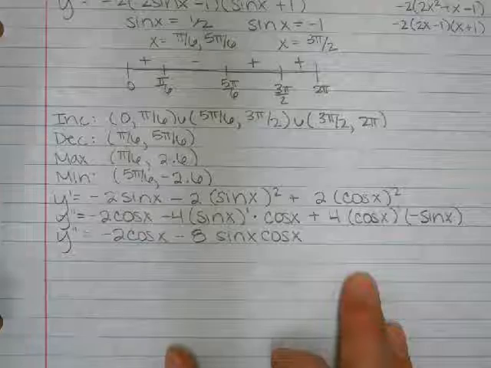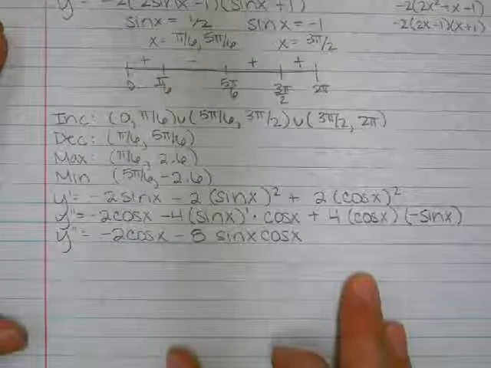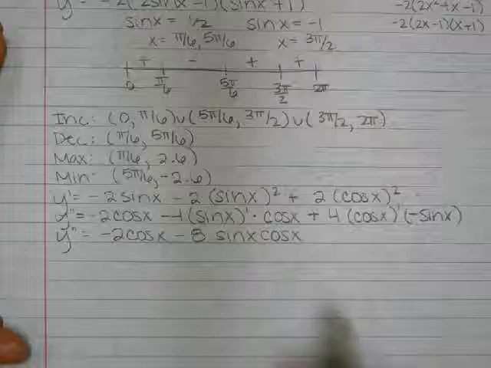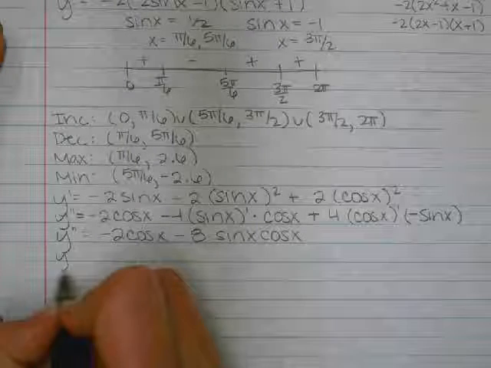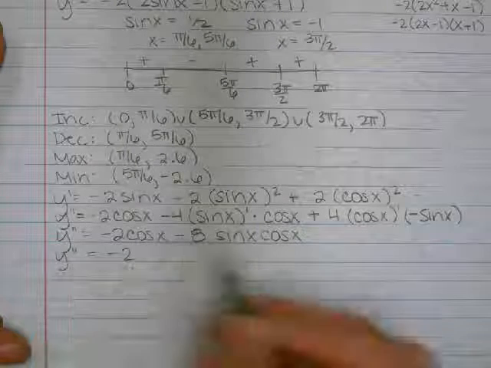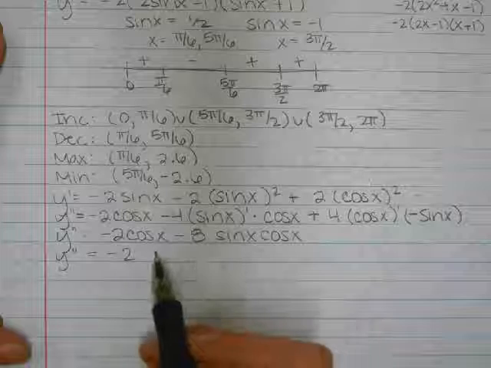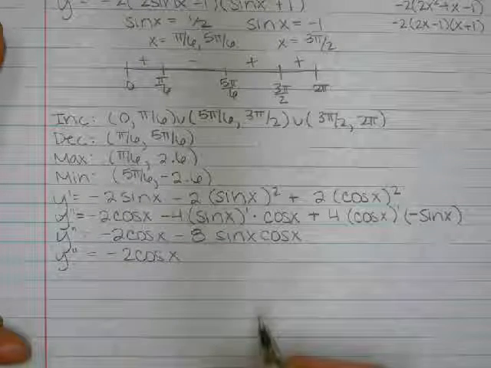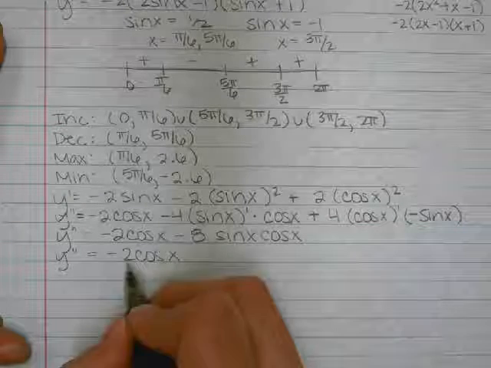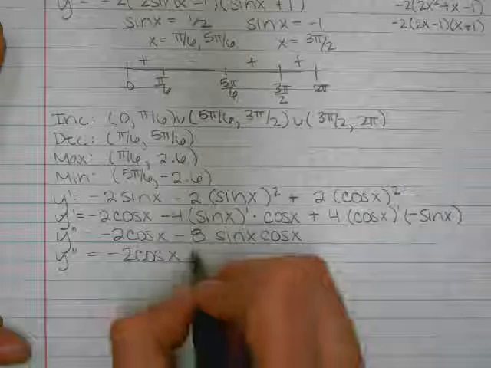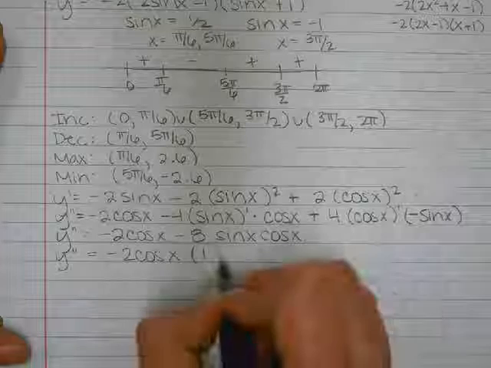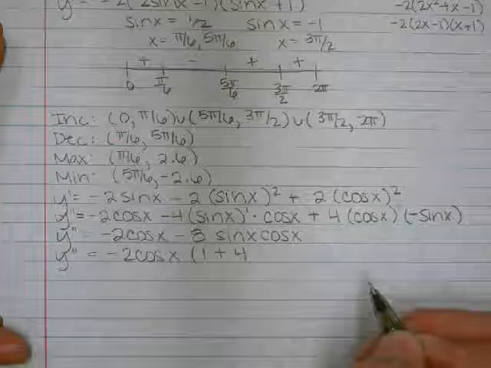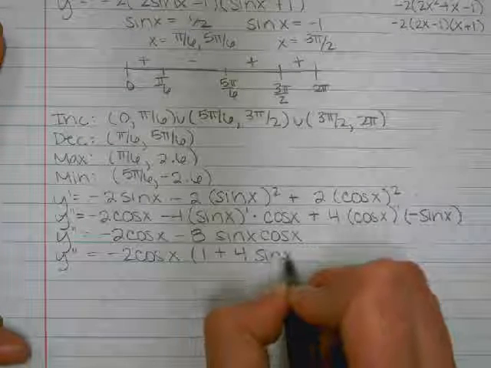And the nice thing about this one is we don't really have to do a substitution, it looks like, for this one to be solvable, because we have a GCF of negative 2, and then we also have a GCF of cos x. So I'm taking out that negative 2 cos x, and that would leave me with 1 plus 4 sine x.